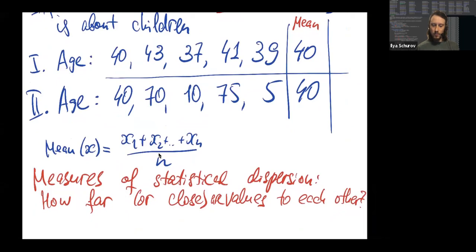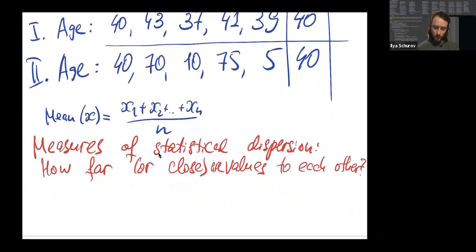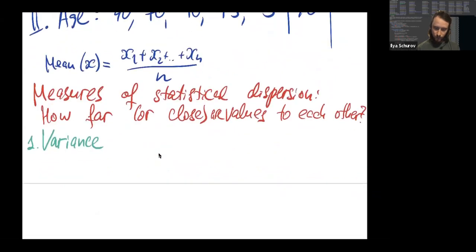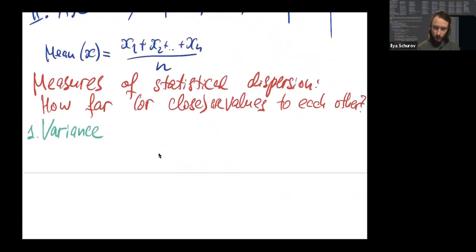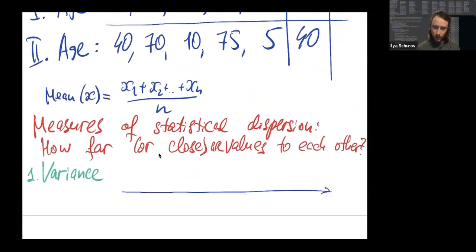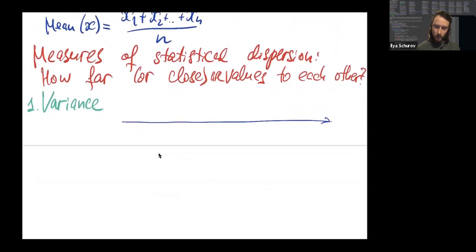Let us discuss the first measure of statistical dispersion, which is called variance. And let us try to invent this variance. So we discuss variance. Let me draw a line, and let me put some values on this line. So, for example, this is one sample, and this is another sample.